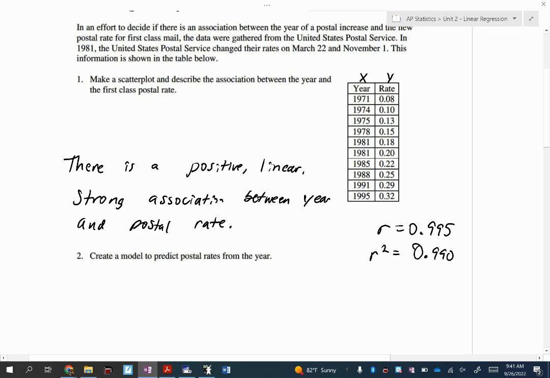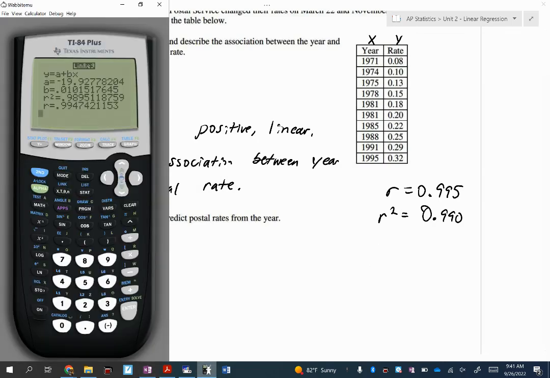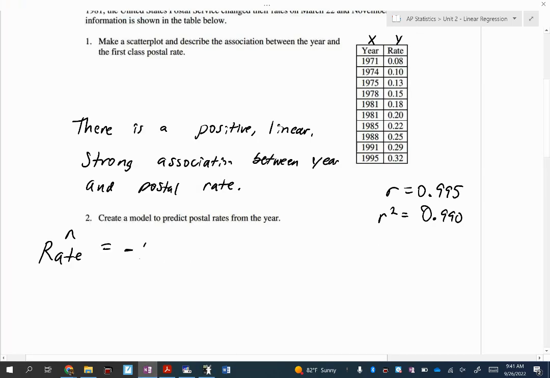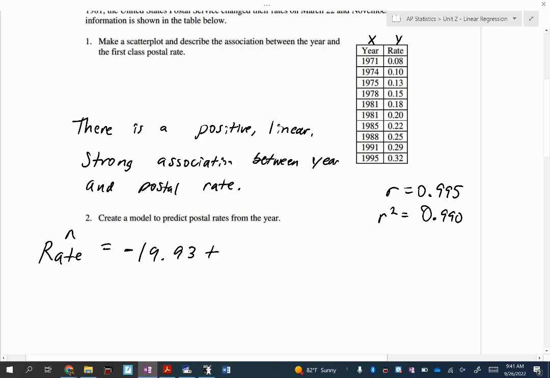All right, so let's write down our model. So we have rate hat equals negative 19.93 plus 0.01 times the year.